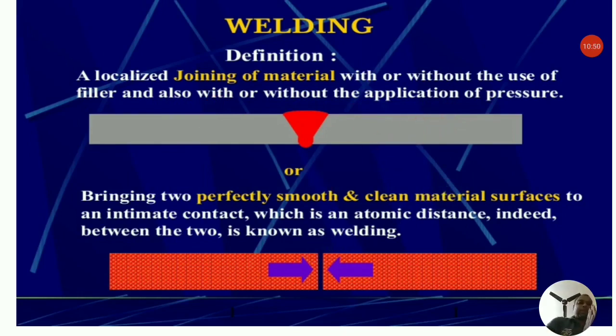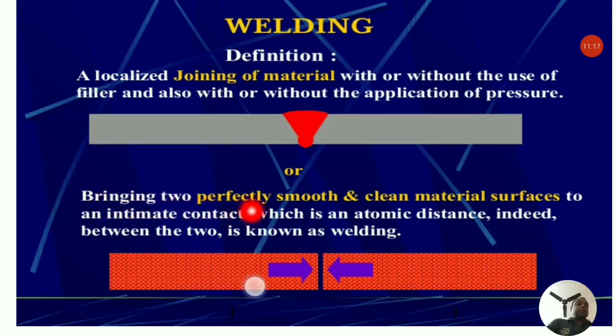So if you consider the actual definition of welding, it is a joining process of similar or dissimilar metal with or without the application of heat, with or without the application of pressure, and with or without the application of filler material or electrode or simply the rods. That is the whole definition of welding.